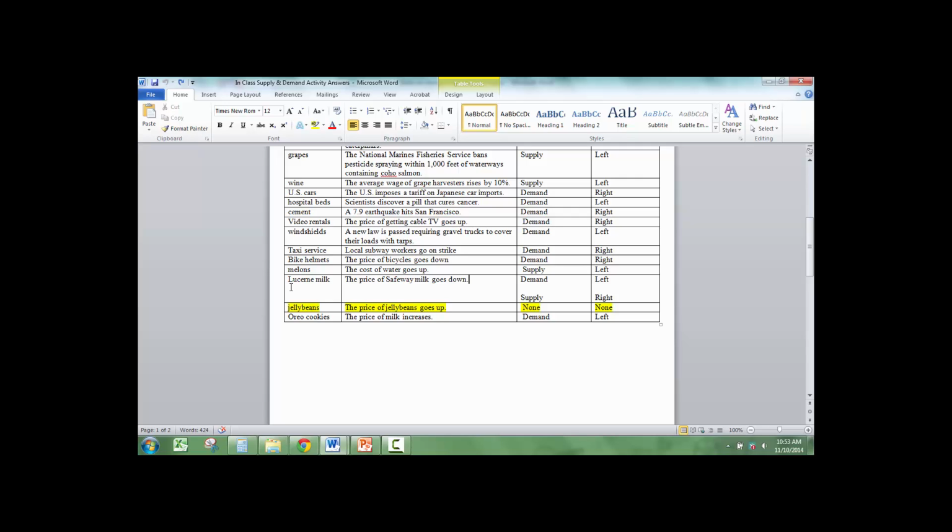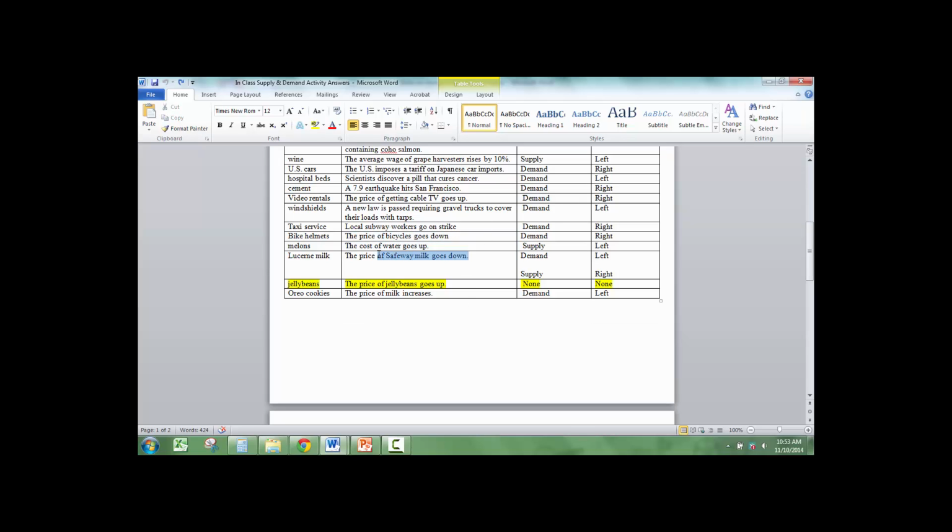So I saw a bunch of answers on this one. If you're talking about Lucerne milk and the price of Safeway milk goes up, we're assuming that they are competitors, right? Price of Safeway milk goes up. So if I'm supplying this milk, then I would shift supply right or demand left.